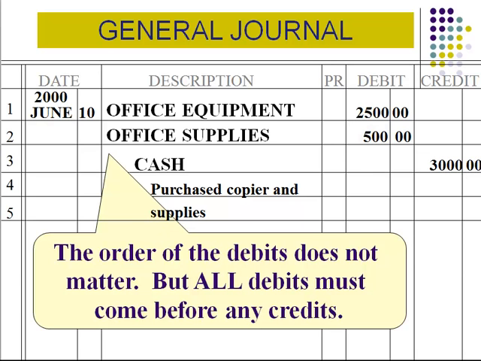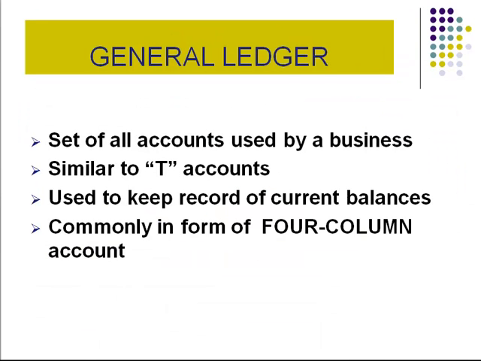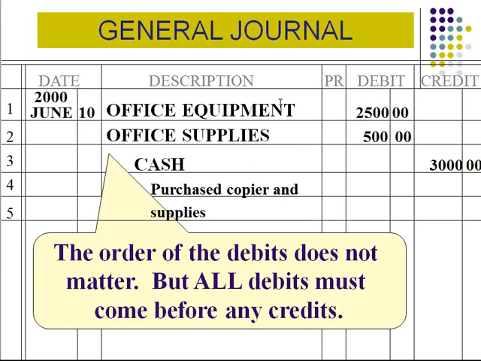Now, once you've entered all of your transactions for a particular day, you're not completely done. You would then need to enter what we call the general ledger. The general ledger is a set of accounts used by a business that looks like T accounts, right? And so you would have to post each one of these transactions from the general journal. So let's go back here real quick. You see this office equipment account that we used on this day. You would have to go to the ledger, find the office equipment account, and update that with a debit.